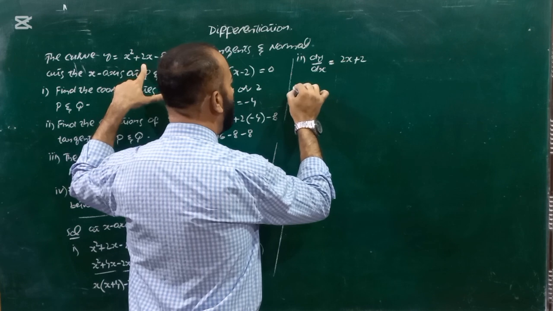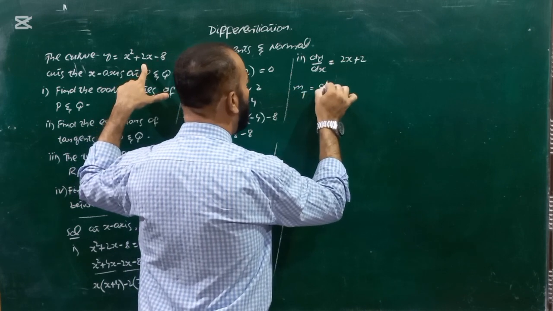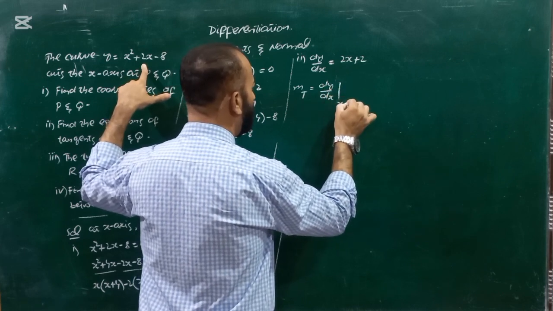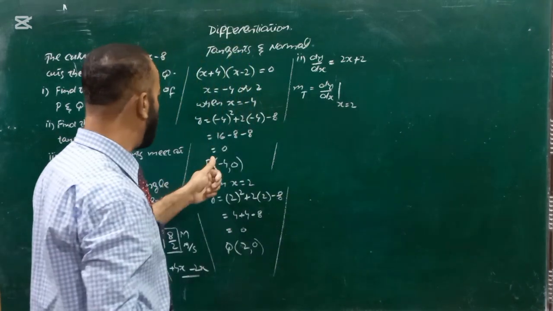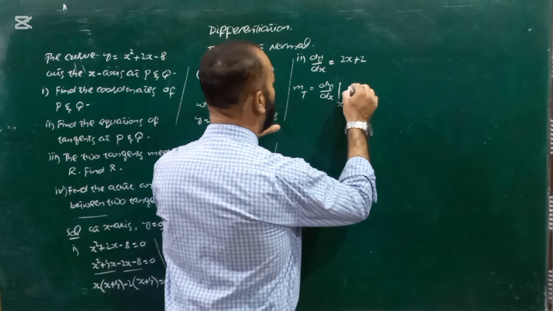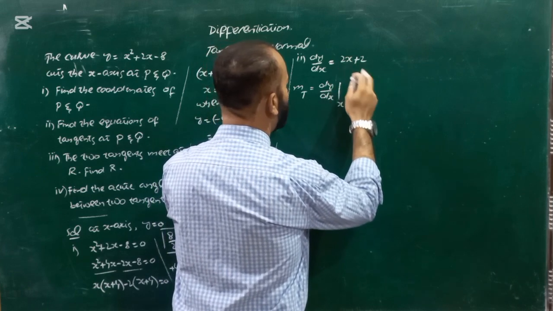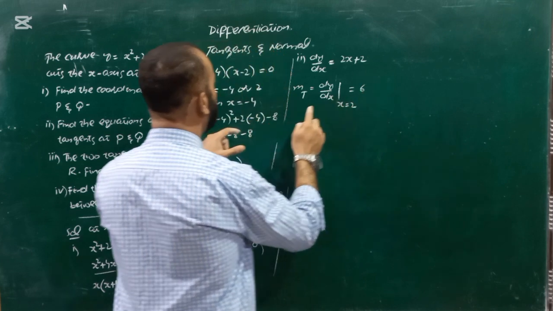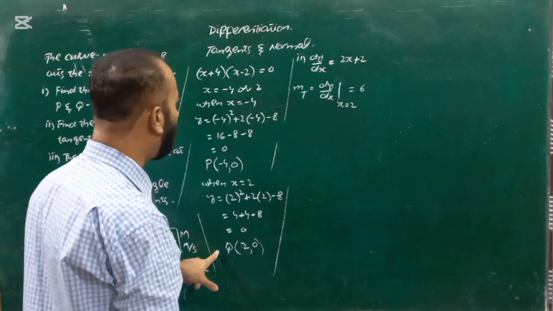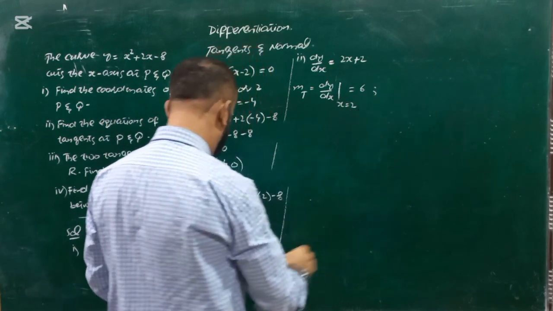So the gradient of one tangent will be dy by dx at x equals 2, because here are 2 points, minus 4 and 2. When this 2 is put into this expression, 2 into 2 is 4, plus 2 is 6. So this is the gradient at x equals 2 for point Q. Here is the gradient, and the point will be (2, 0).